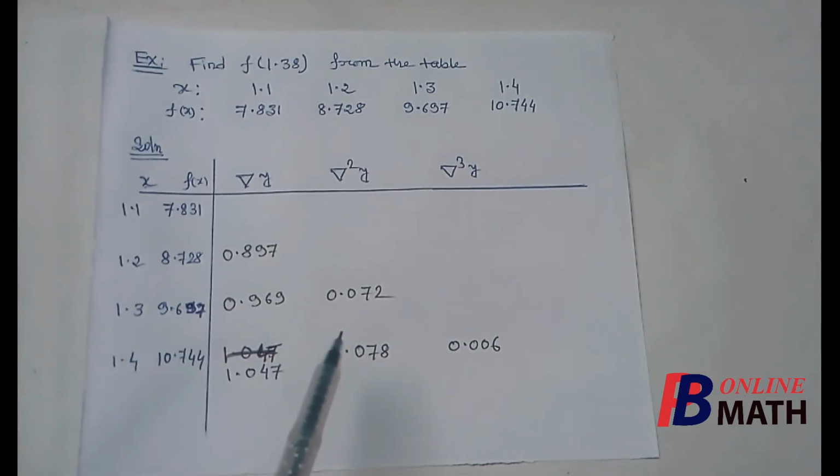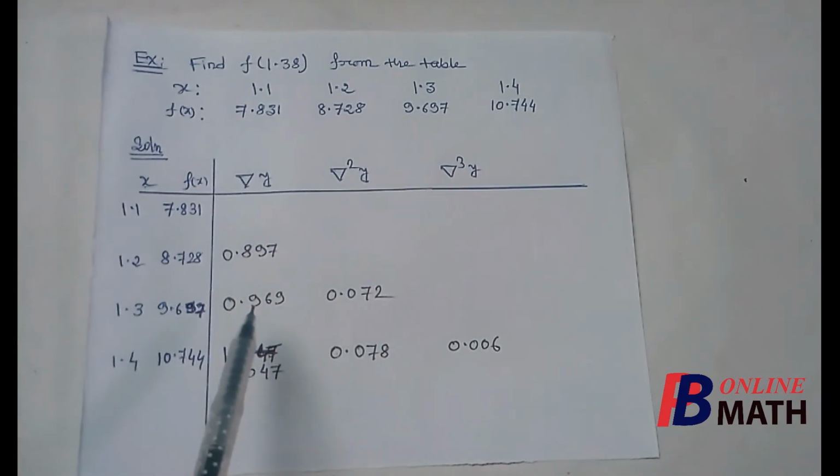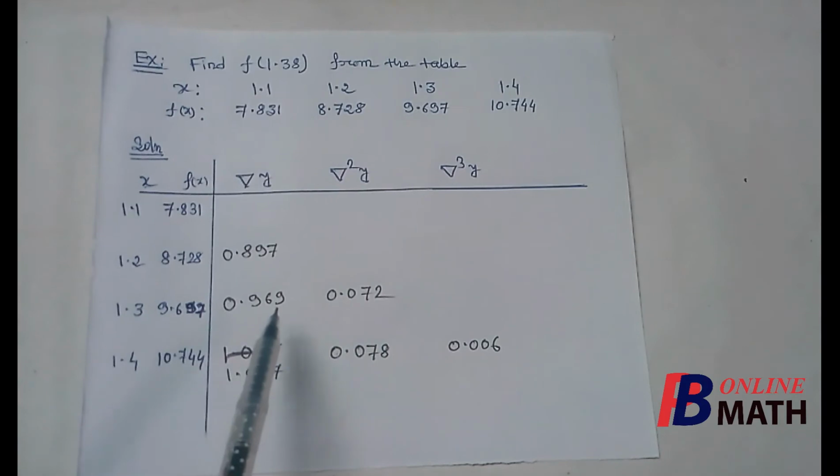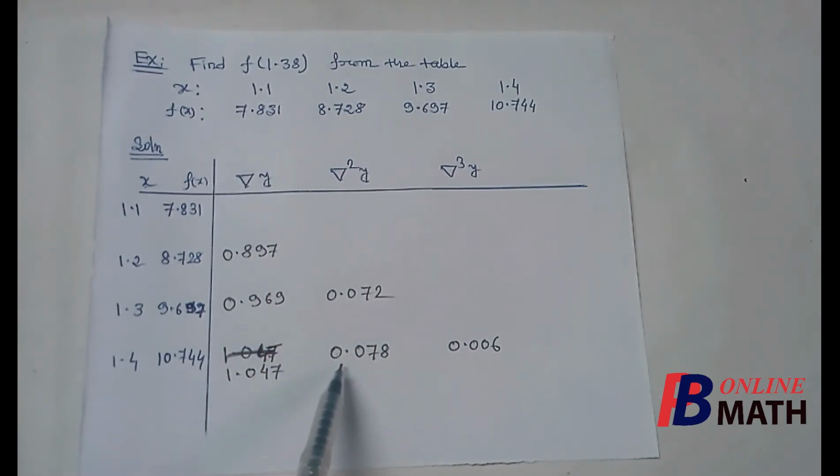Next, to find the second order backward differences, first one is this value. This can be found by subtracting the previous value from this value. So this is equal to 0.969 minus 0.897. Finally, this value can be found by subtracting 0.969 from 1.047. So these are the two second order backward differences, and only one third order backward difference is possible, that is 0.006. This can be found by subtracting this one from this value.